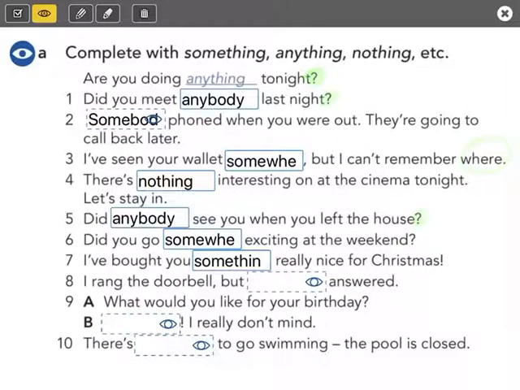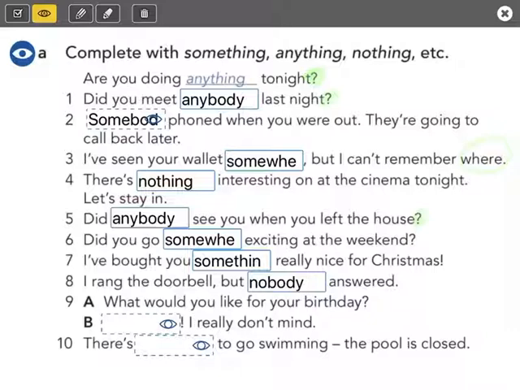I rang the doorbell, but nobody or no one answered. I rang the doorbell, but nobody answered. No abrió nadie, ¿no? Yo llamé al timbre, pero no abrió nadie.